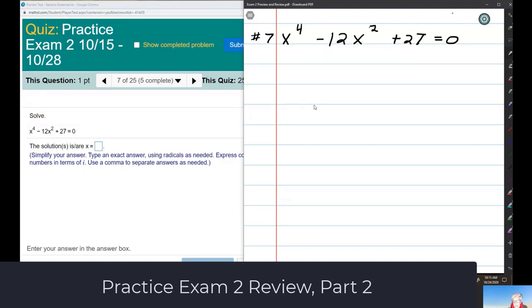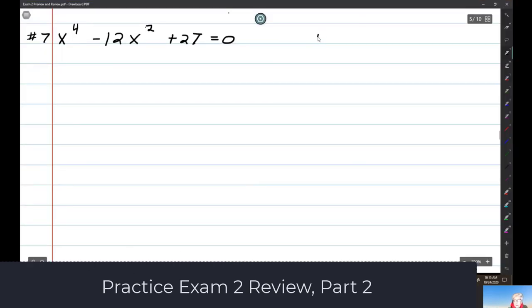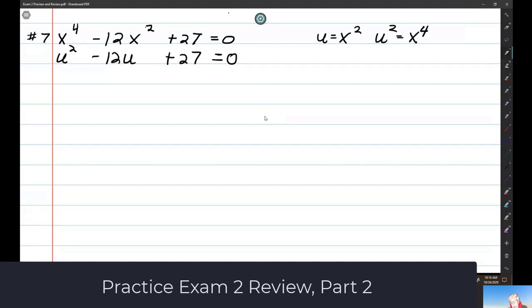So there. U is the x squared, and U squared is x squared squared, which is x to the fourth. So this can be written as U squared minus 12U plus 27 equals 0. Now it's a quadratic. You can use the different methods you know to solve a quadratic equation.